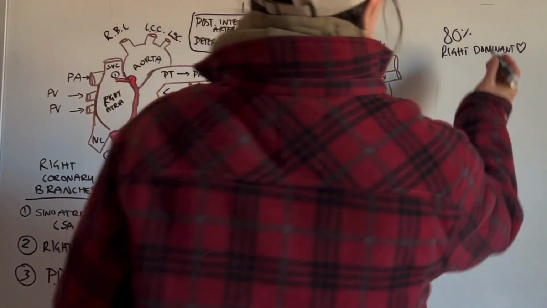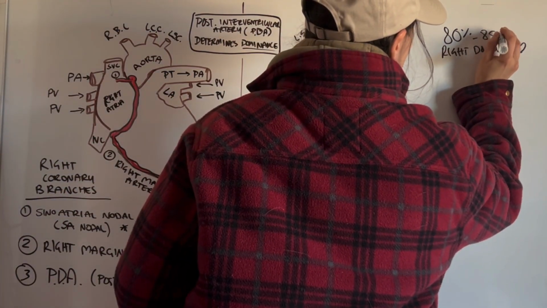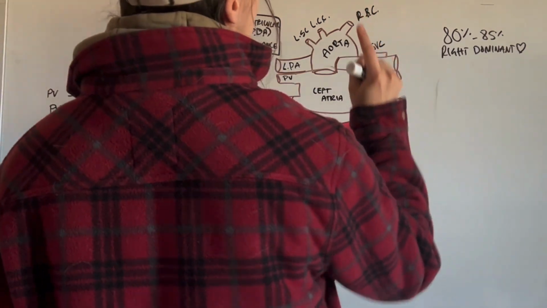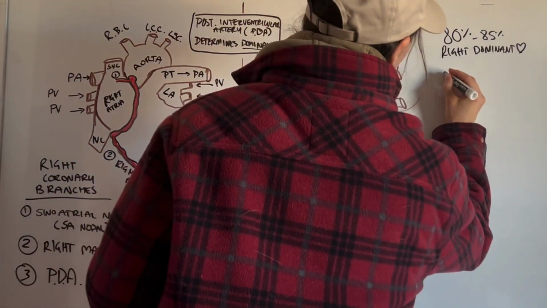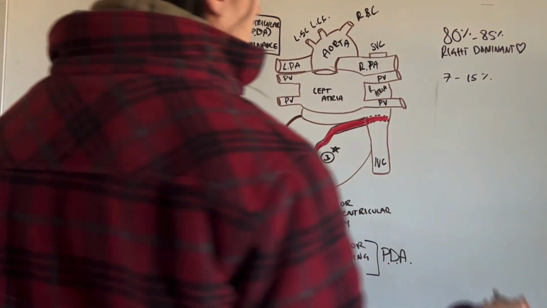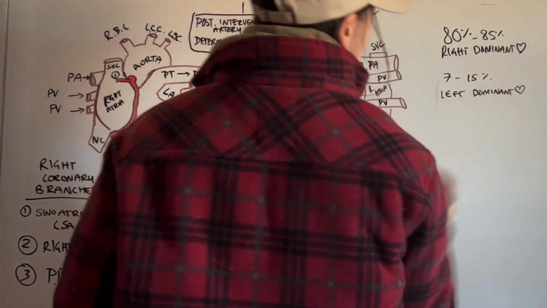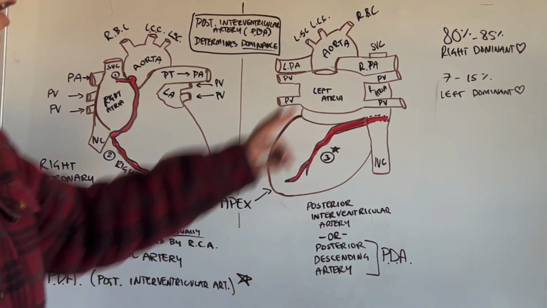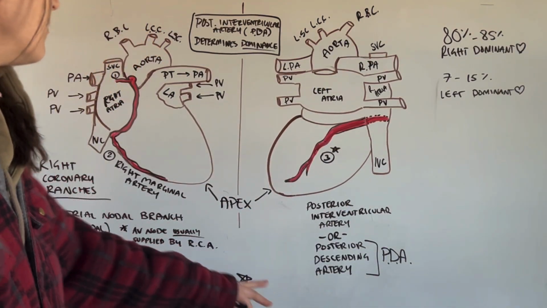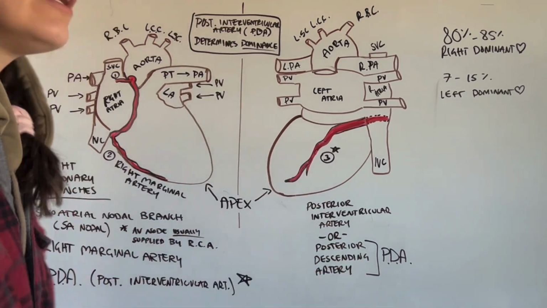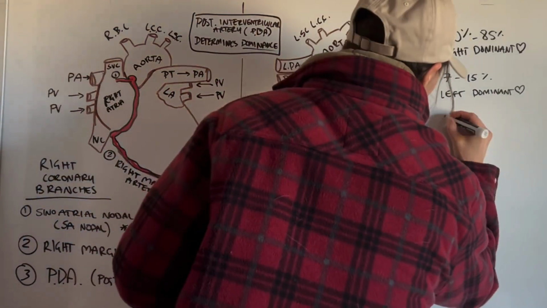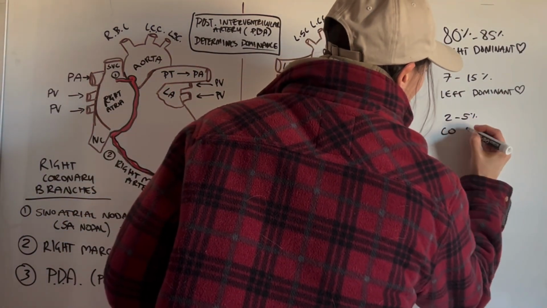So around 80 to 85% of individuals have right dominant hearts, which means their posterior descending artery comes off of the right coronary artery. It's about 7 to 15, these are going to range depending on which resource you look at, that are left dominant, which means that instead of coming off of our right coronary, the posterior interventricular, the posterior descending artery comes off of the left coronary artery in 7 to 15% of individuals. And then lastly, around 2 to 5% are going to have co-dominance.